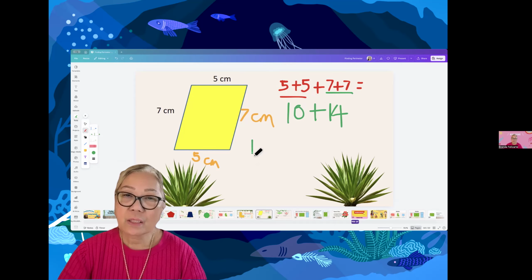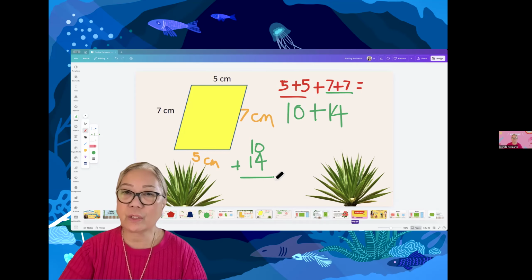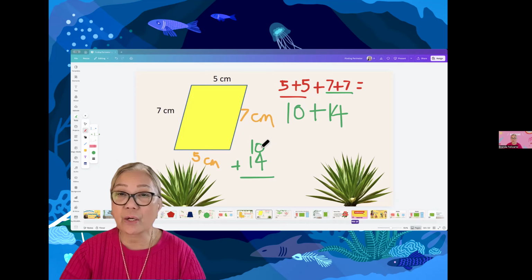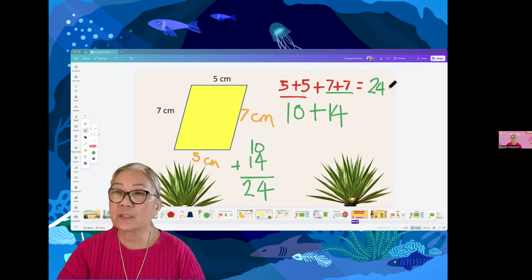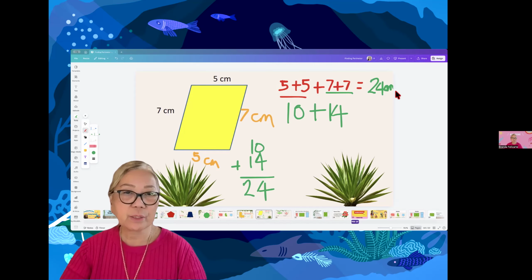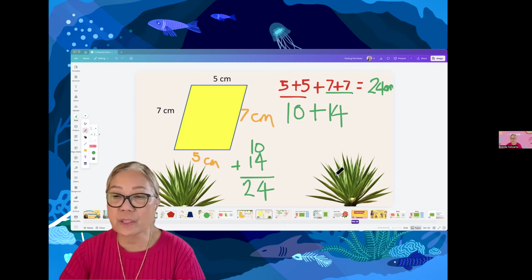So now, 10 plus 14. Remember, we are teaching the kids vertical way so that they will understand what place values are. 0 plus 4 is 4. 1 plus 1 is 2. So 10 plus 14 is 24. What is the unit used? Centimeters. Okay? Centimeters. So that is how easy it is.